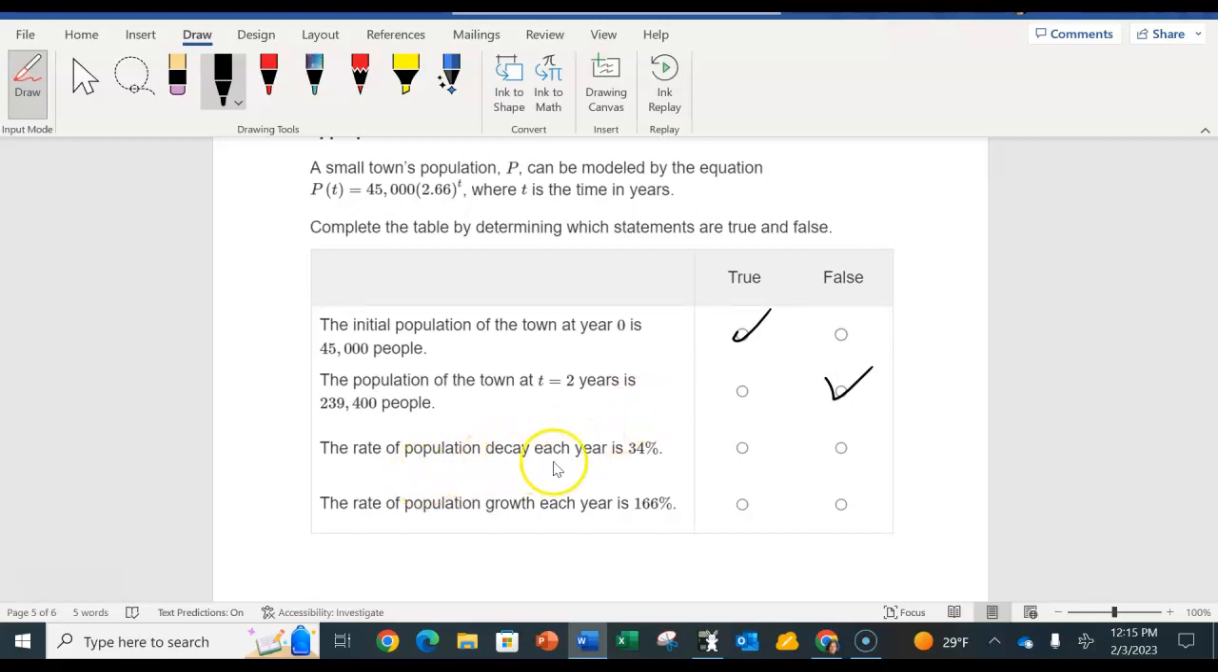The rate of population decay each year is 34%. Well, 1 plus something means it is a growth rate, so that cannot be true because that is not decaying. The rate of population growth is 166%. 1 plus 1.66 would be 166% growth, so that is true.